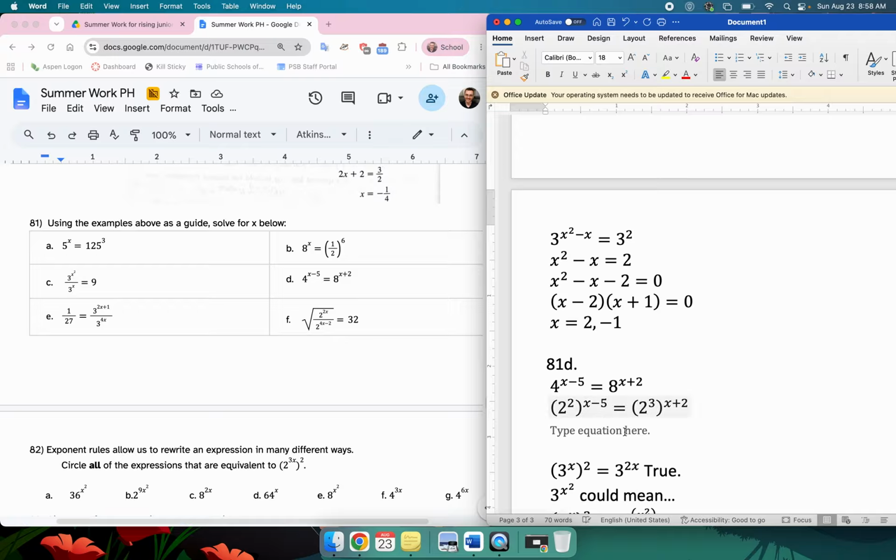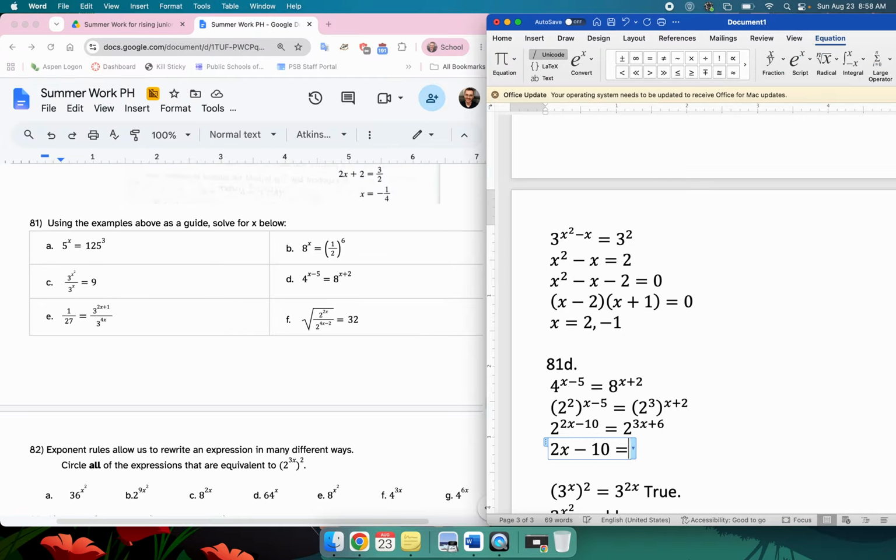Anyway, you multiply these two exponents. It's sort of interesting because 2 times this exponent here, all of x minus 5 needs to get multiplied by 2. So it's not just 2 to the 2x minus 5, it's actually 2 to the 2x minus 10, because you need to multiply the entire expression. Likewise, on the right-hand side, you multiply 3 by x plus 2, all of x plus 2 needs to get multiplied by 3. So you get 3x plus 6. Okay, now I've got the same base. I can equate the exponents.